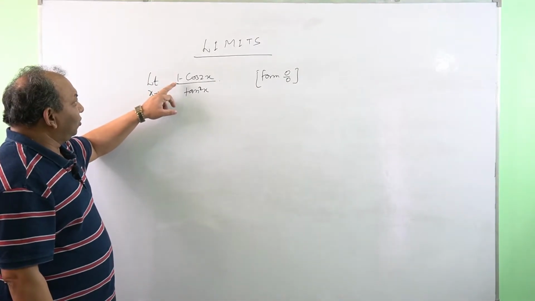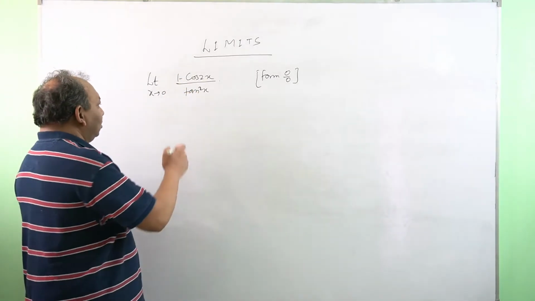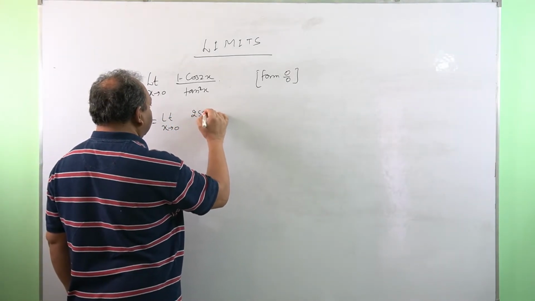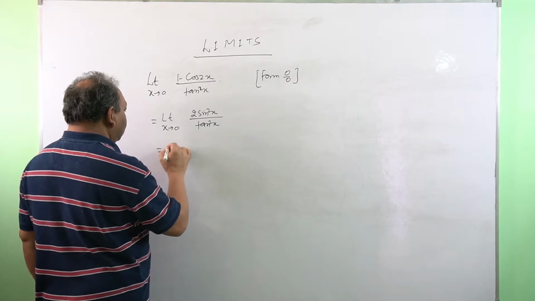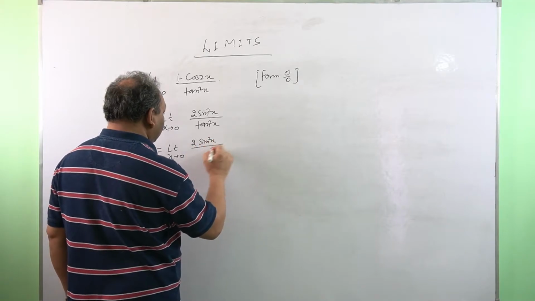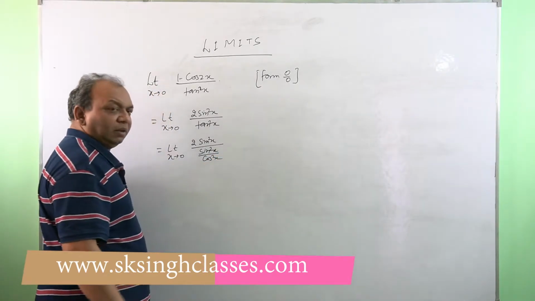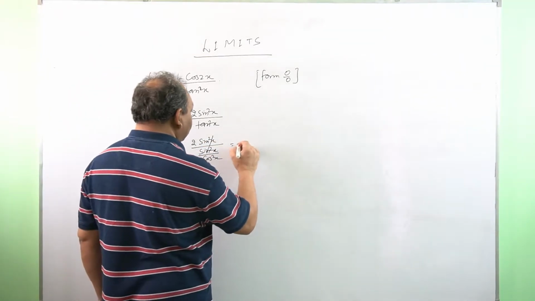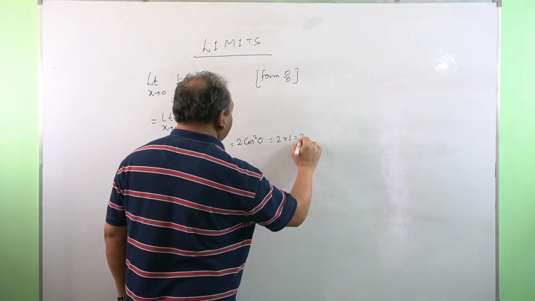Here we can apply the 1 minus cos 2 theta formula. 1 minus cos 2 theta is equal to 2 sin square theta. So we can apply here limit x tends to 0, 2 sin square x divided by tan square x. This can also be written as 2 sin square x divided by sin square x by cos square x, because we know that sin square x by cos square x is tan square x. Sin square x by sin square x cancel out, and we get 2 cos square 0, 2 into cos 0, 1, that is 2, the answer.